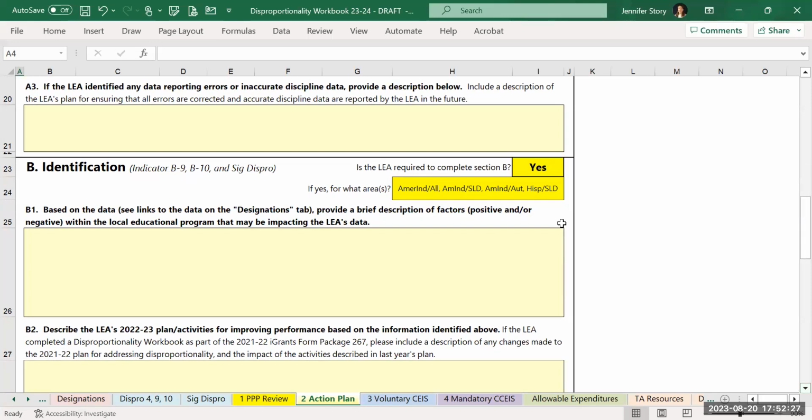The last section is if you identified any data reporting errors. So if you noticed any reporting errors in the data that you're seeing, please let us know and include a description of how you're going to ensure that all errors are corrected and accurate data are reported in the future. So again, you're only completing those areas related to the areas identified as having disproportionality.